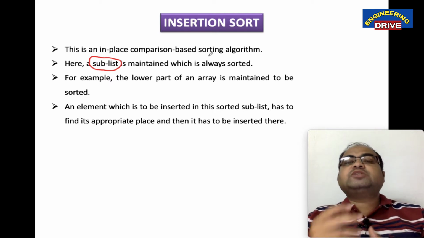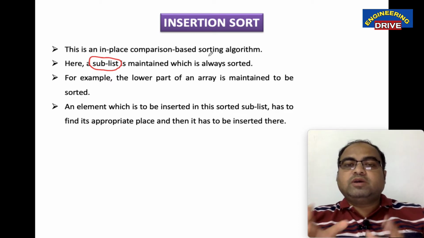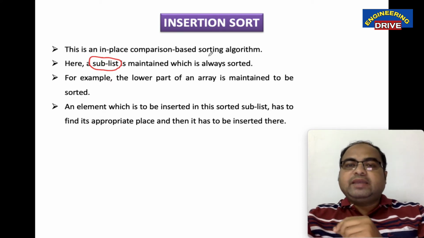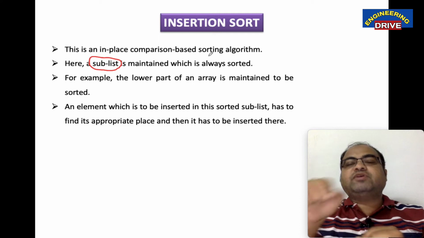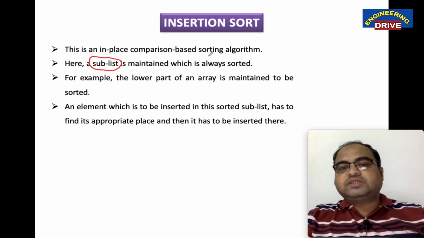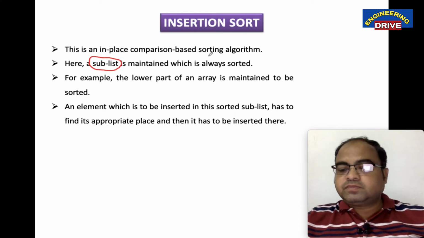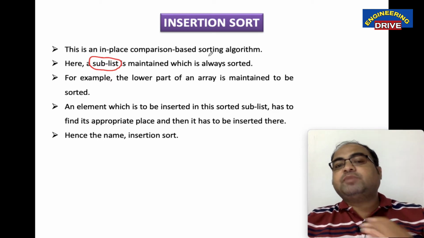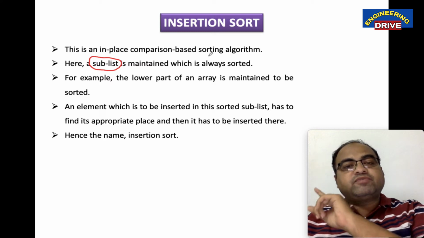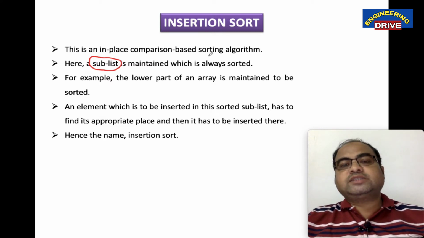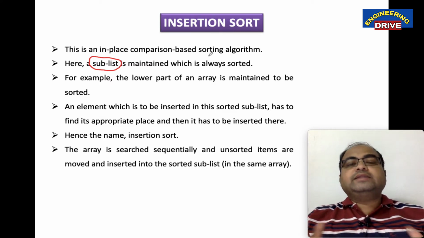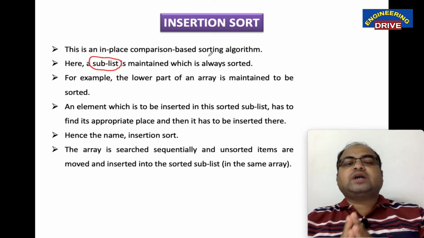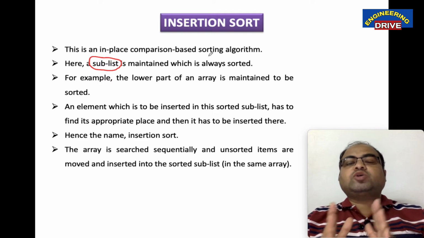That's why we call this method insertion sort, because from the unsorted array, an element will be picked and that element will be inserted in the sorted sublist. We are inserting that element from the unsorted array into the sorted sublist. Next point, the array is searched sequentially and unsorted items are moved and inserted into the sorted sublist.